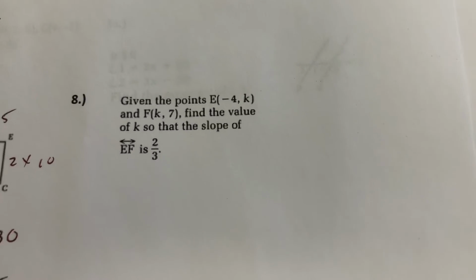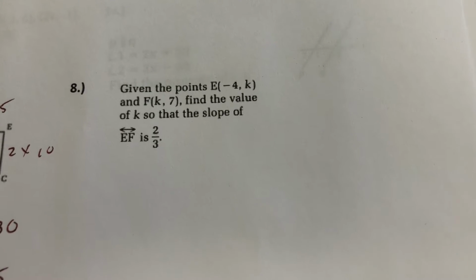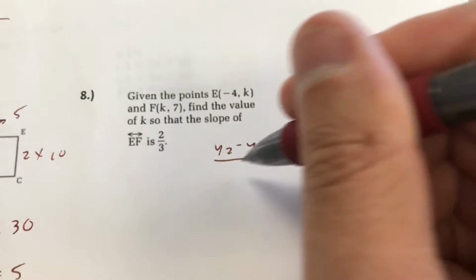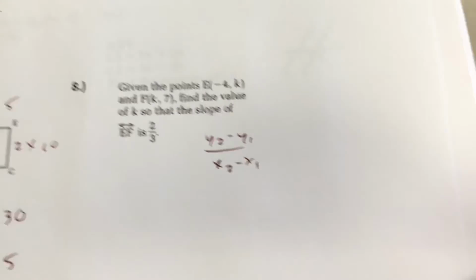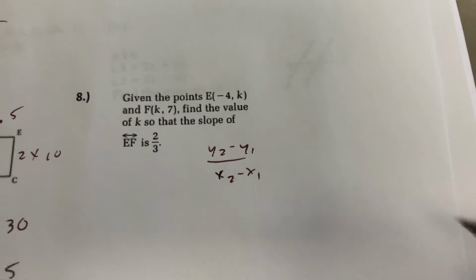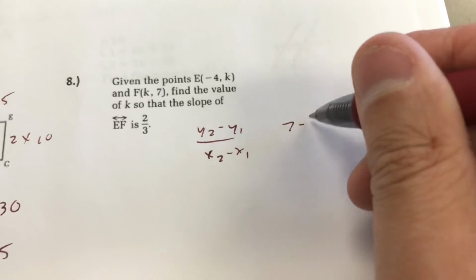All right, given the points (-4, k) and (k, 7), we want to find a way to make that slope 2/3. Well, we have a formula for slope, right? y2 minus y1 over x2 minus x1. Not real sure what's going on here, but let's pop those points in there and see what happens. So I'm going to take my second y minus my first y. That's going to be 7 minus k.